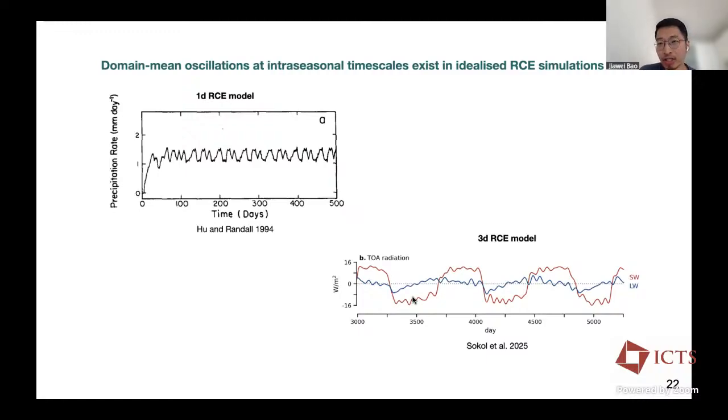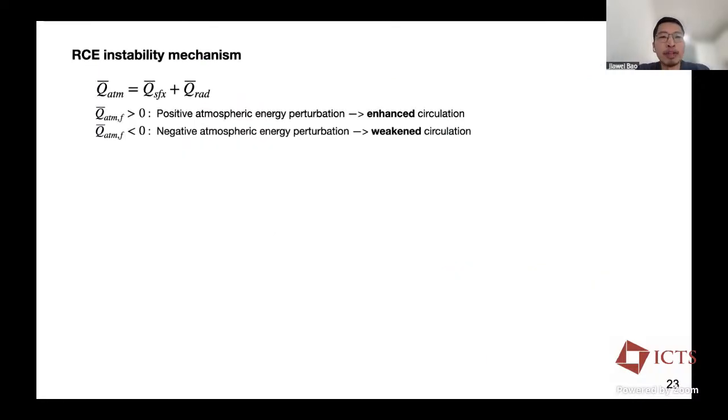So we hypothesize this could also be the driver of the oscillations we see in the observations. The idea is very simple. The energy balance in the atmosphere is basically convective heating and radiative cooling. Convective heating mainly comes from the surface fluxes. So this equilibrium is not a constant equilibrium, but there are transient imbalances. When there's an energy surplus into the atmosphere, there's a positive atmospheric energy perturbation. This will trigger enhanced circulation. Whereas if there's a negative atmospheric energy perturbation, meaning an energy deficit in the atmosphere, this will lead to weakened circulation.